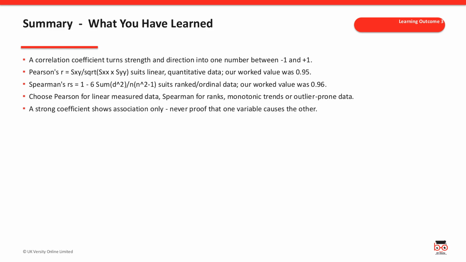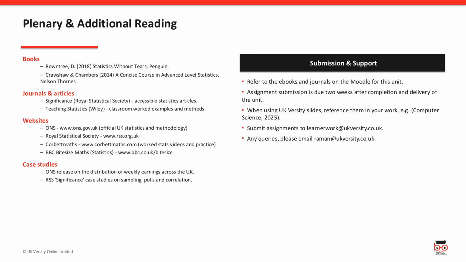Choose Pearson for linear measured data and Spearman for ranks, curved but ordered trends, or outlier-prone data. And a strong coefficient shows association only, never proof of cause. So that's correlation measured properly, with Pearson's coefficient for linear data and Spearman's for rankings, plus the judgment to pick between them.